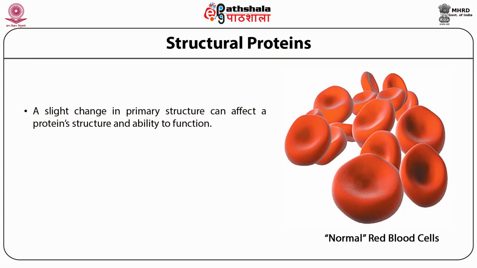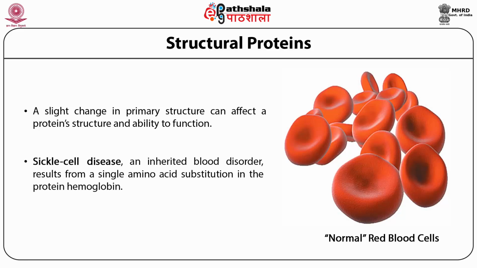A slight change in primary structure can affect a protein's structure and ability to function. That means a small change in any one amino acid may not work for that particular function. For example, sickle cell disease, an inherited blood disorder, results from a single amino acid substitution in the protein hemoglobin. That means if you change a small part of the amino acids, the entire function and properties may change and it won't do the same function it did earlier.